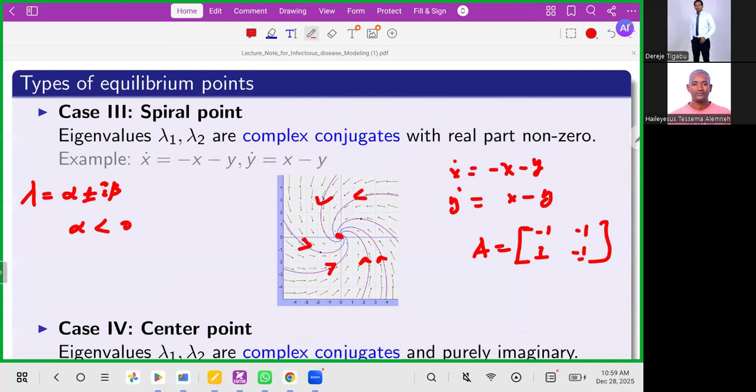If alpha is greater than 0, the direction of the electric field should be changed from the inside to outside, which is an unstable equilibrium point.